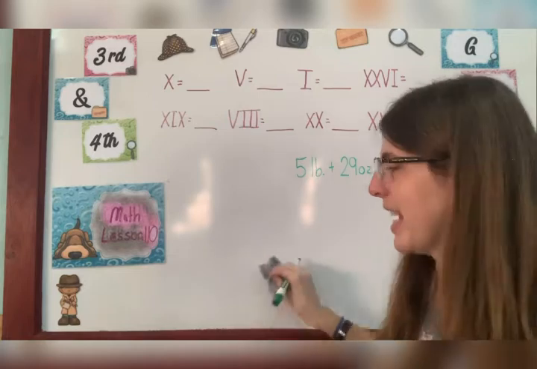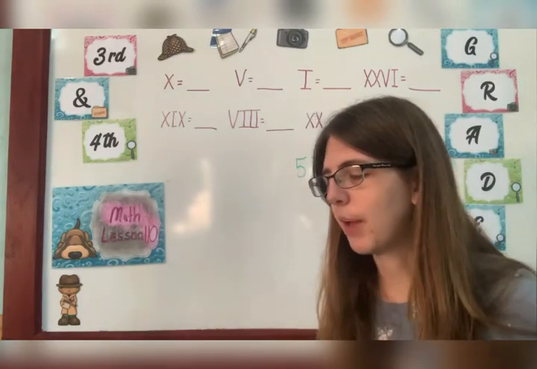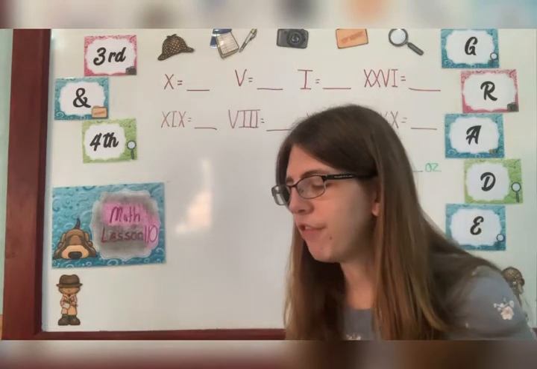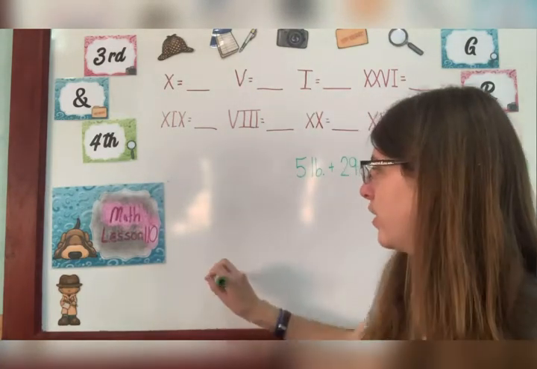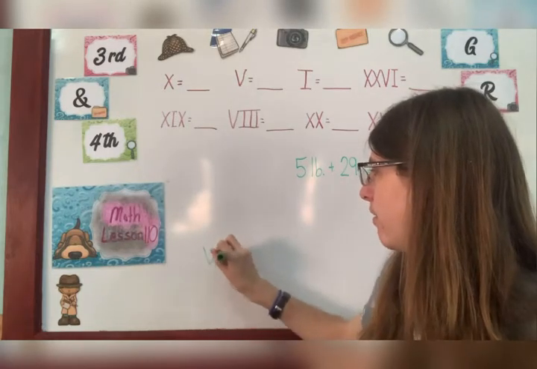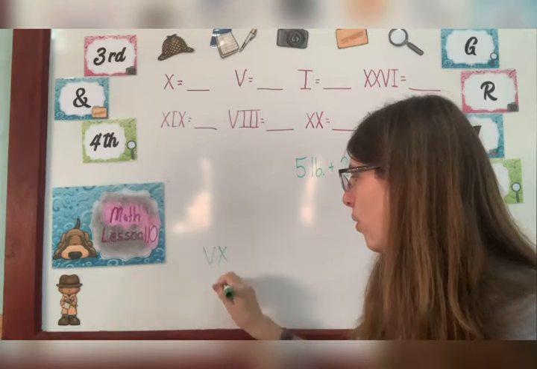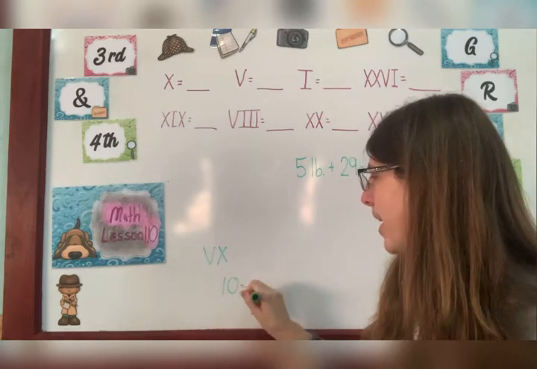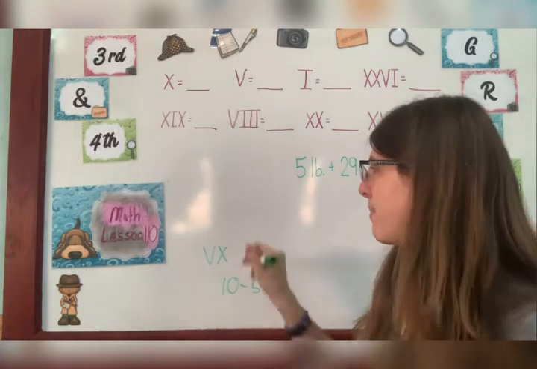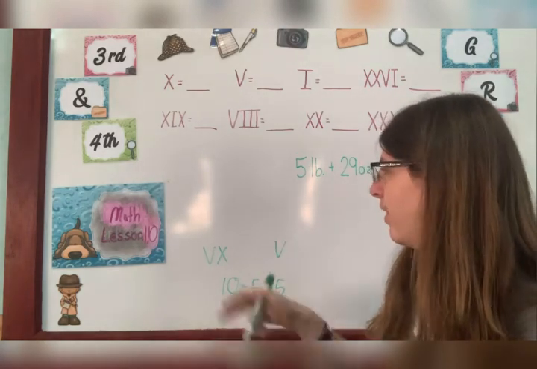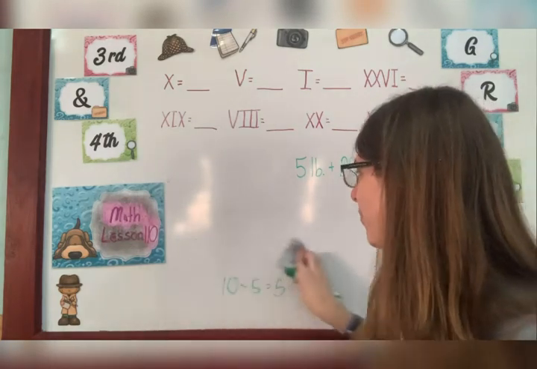Rule number 3. Subtract when a lesser numeral comes before a greater numeral. V may not be subtracted. So I couldn't do this. VX. That would be, because here I have a smaller one in front, so it would have to be 10 minus 5 is 5. Well, that doesn't make any sense anyway, because 5 is just V. Why make it complicated? So you cannot subtract V.